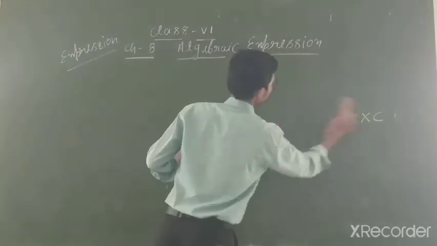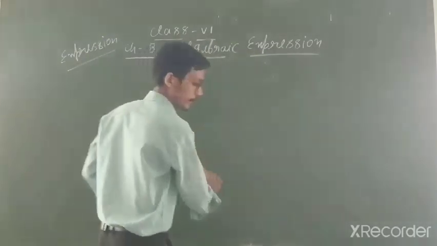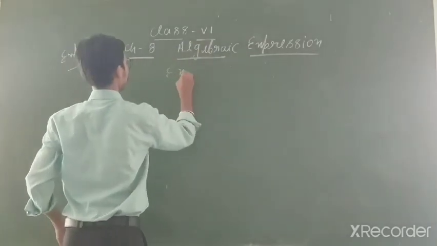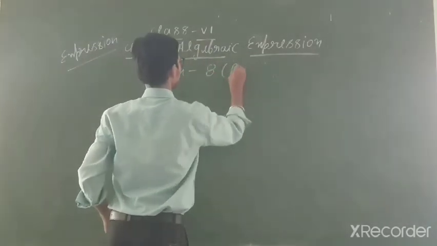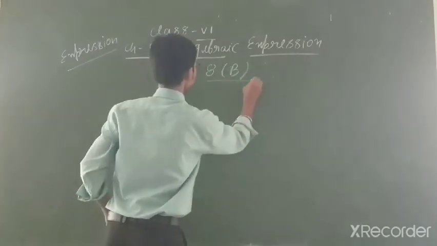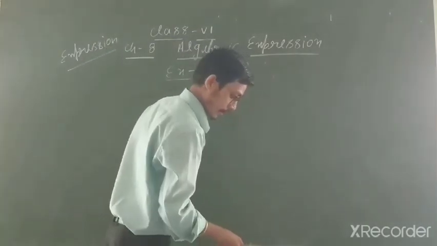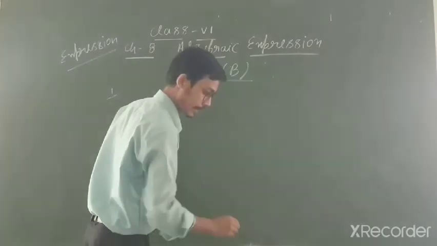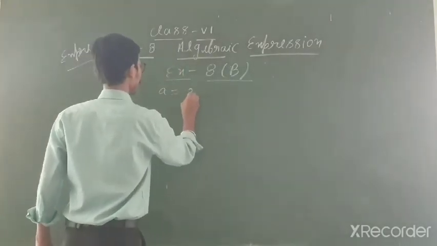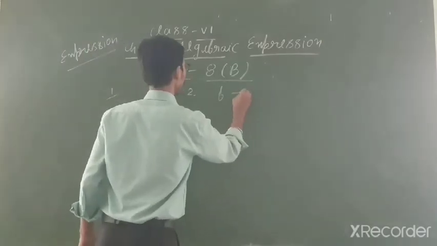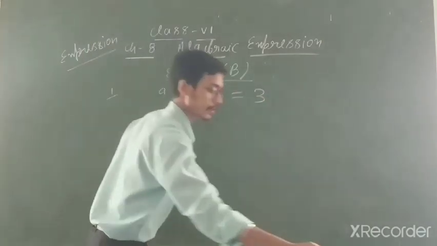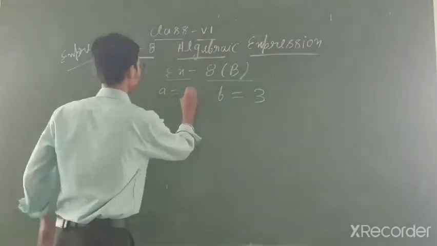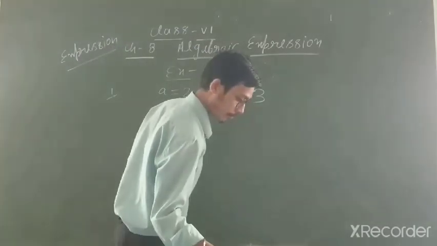Our next exercise is 8b. So exercise 8b. Now what is given this exercise, student? Come on this. This is very easy. Only you have to find out the value. Just what is given? A equal to 2 and b equal to 3. This is given the value a equal to 2 and b equal to 3. Clear? What is given, you have to find out the value.